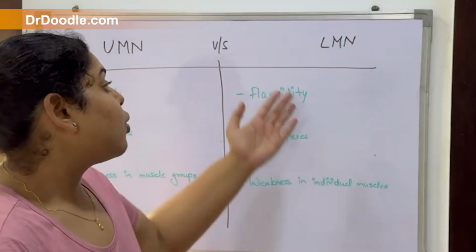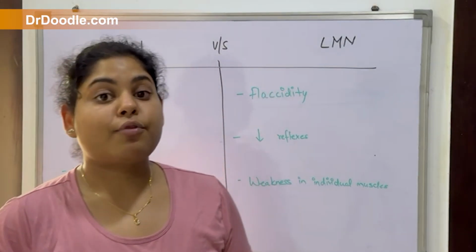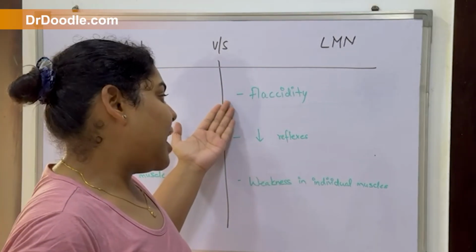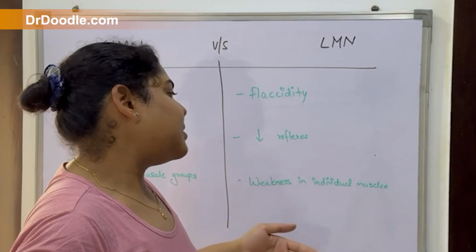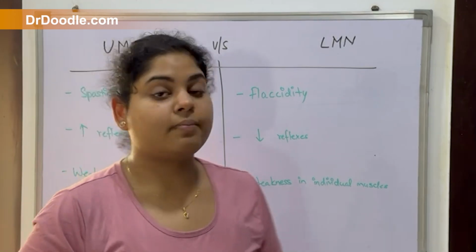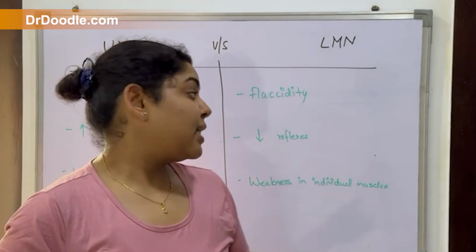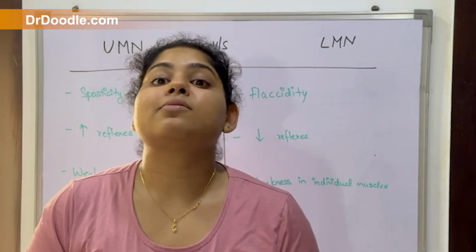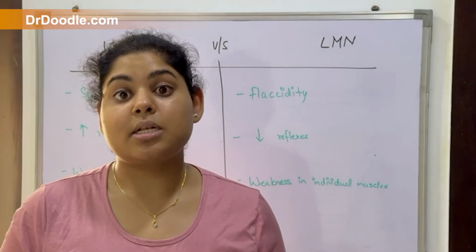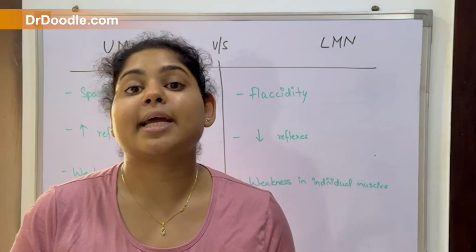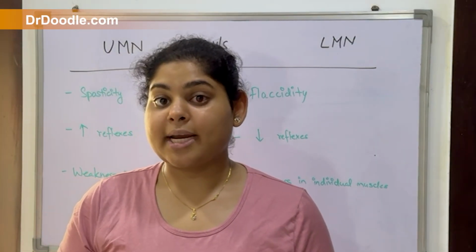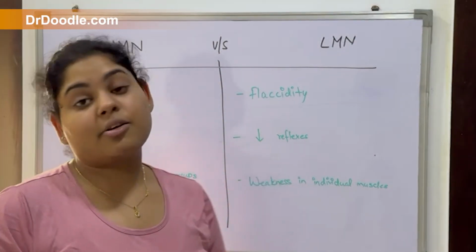So now going on to the lower motor neuron injury, for example, if someone suffers a lower motor neuron injury, they see flaccidity, decreased reflexes and weakness in individual muscles. So why are there decreased reflexes? Basically, you are losing the nerve supply to a muscle. If the muscle does not have a nerve supply, it's not getting the signal to respond. So if it's not getting it, what you get is a decrease in reflexes.